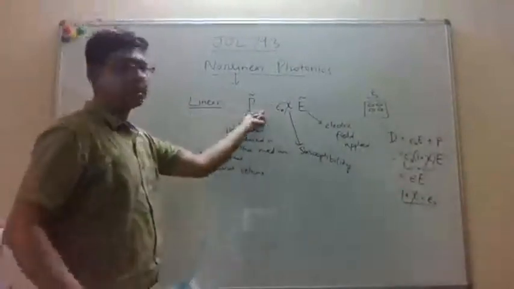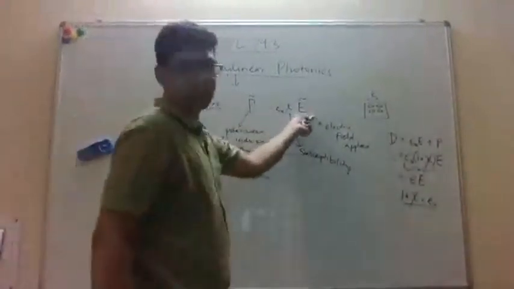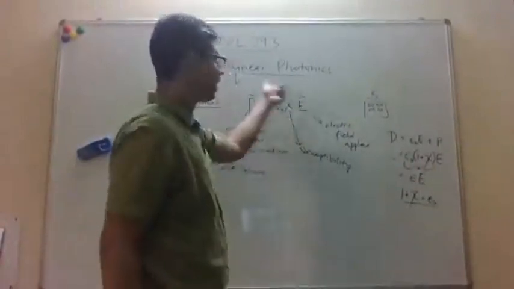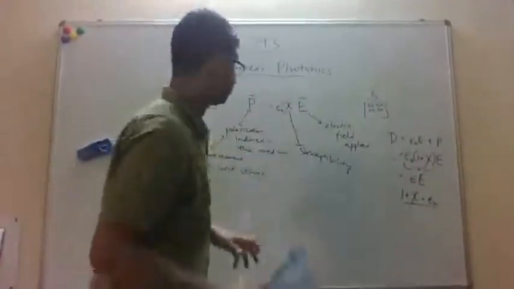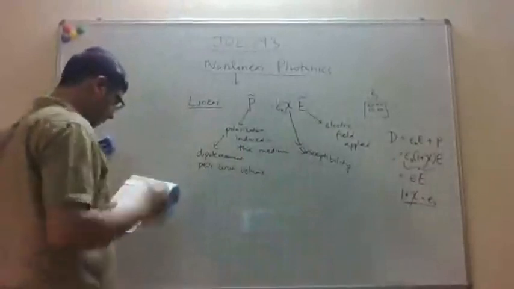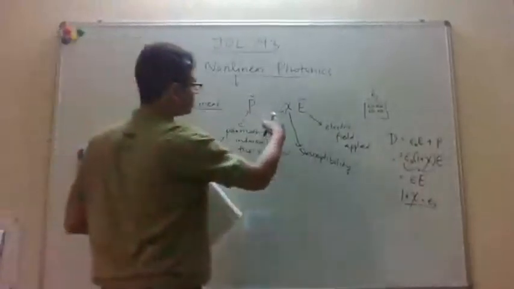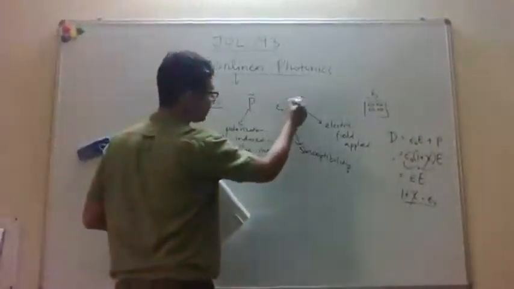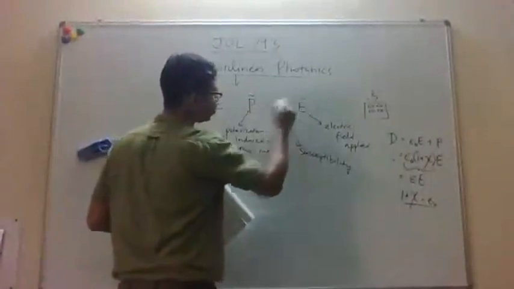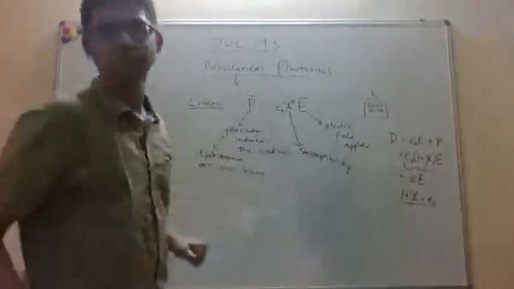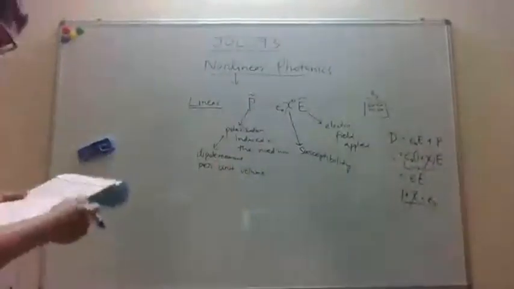So that's the linear case. The polarization induced in the medium is proportional to the electric field applied, so it's something like a y equals m x kind of relationship. And to be more technical, this chi is generally denoted as chi 1, or the first order susceptibility.